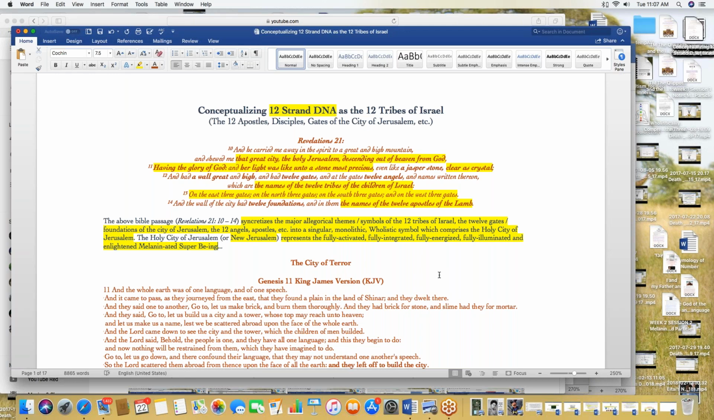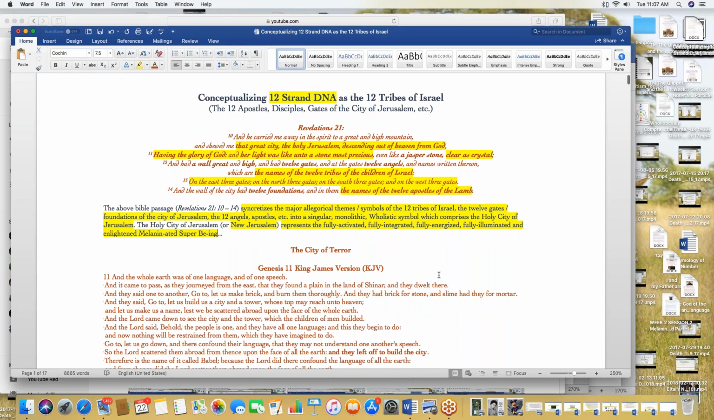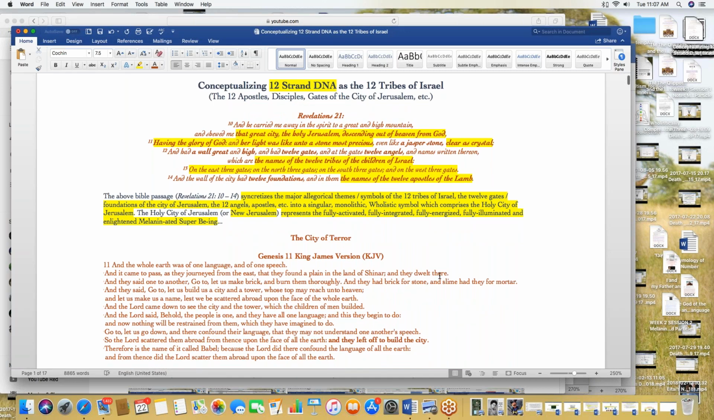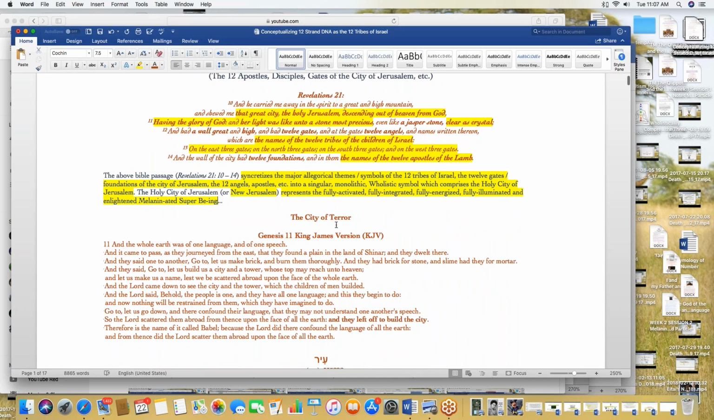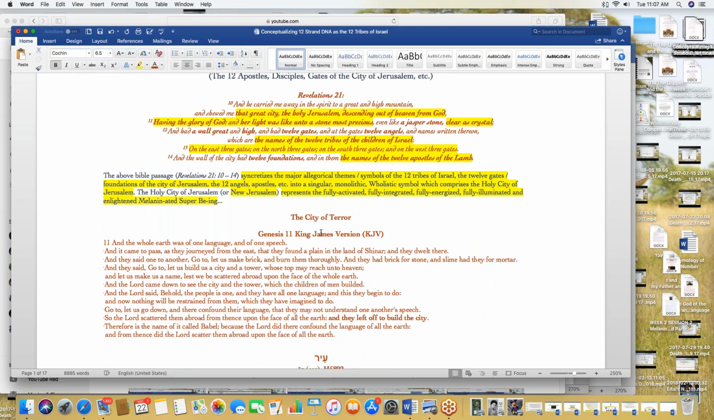So let us look at this word city. Because now, this is going to lead us somewhere. I've titled this next session City of Terror, for a reason.